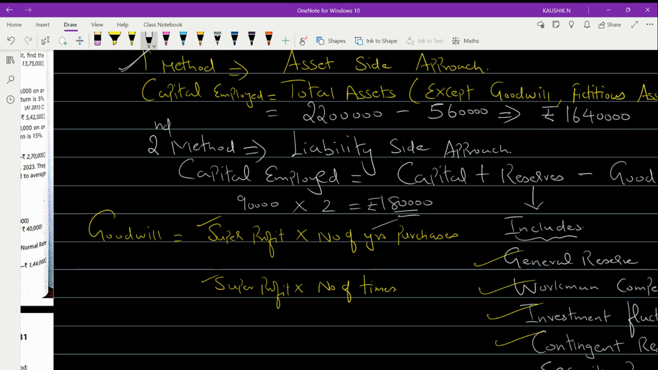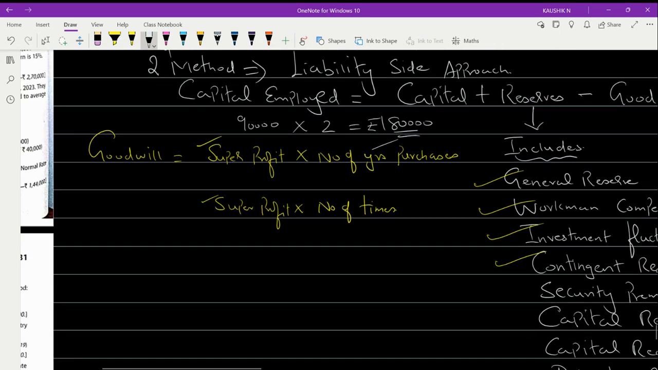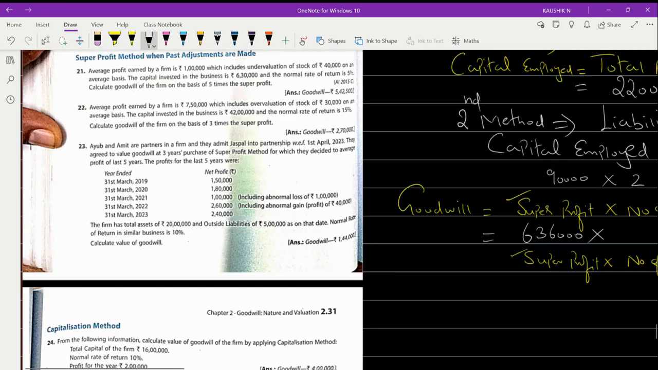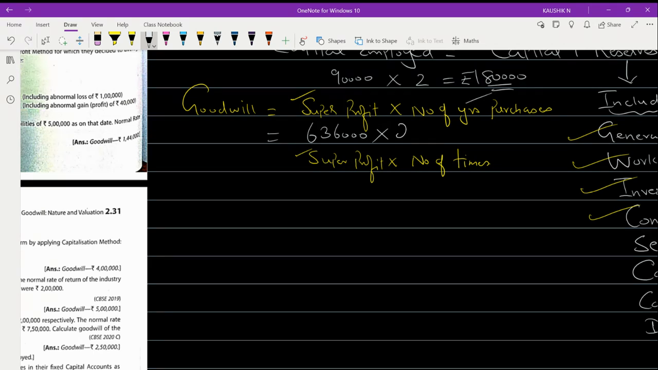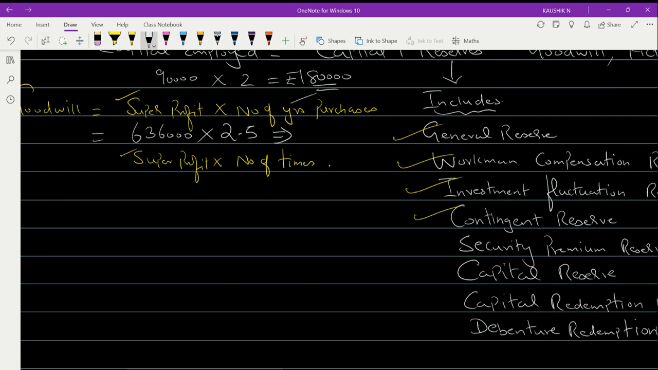Goodwill is equal to the amount of super profit. What I got here is 6,36,000, into number of years purchase. The number of years purchase is 2.5. When I multiply this value into 2.5, how much will I get? Tell me. When I multiply the 6 lakhs 36 into 2.5, what will be my value?